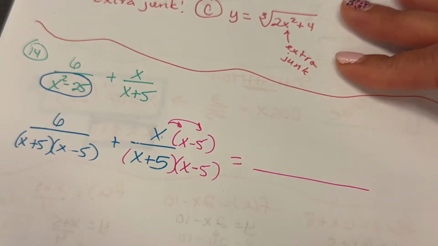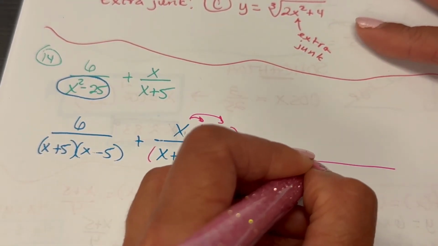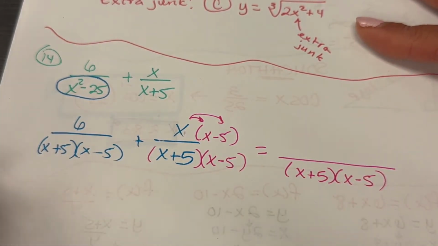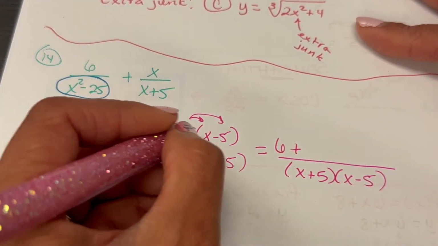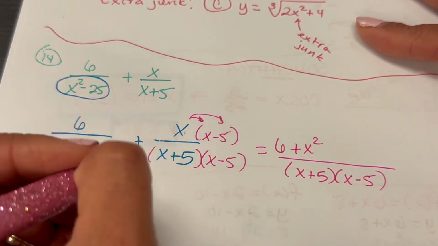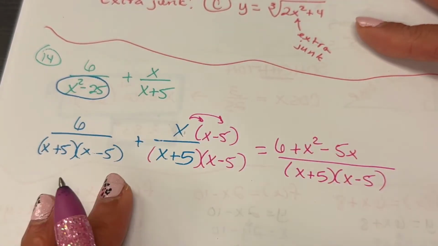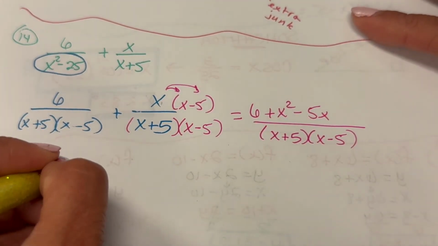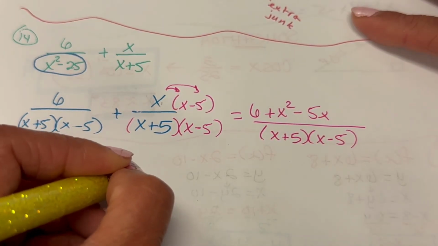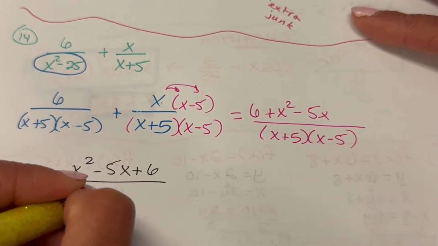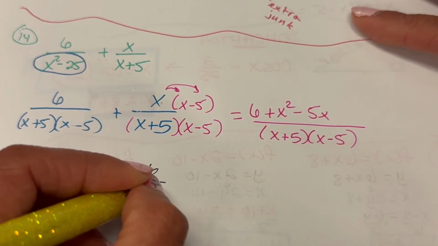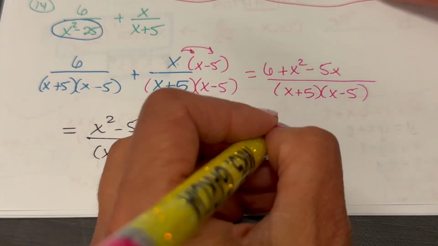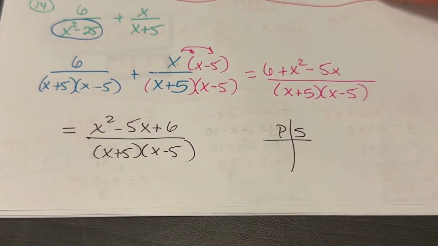So now that we have a common denominator, you keep the denominator, x plus 5, x minus 5, and now we are allowed to add the numerators. So I have 6 plus x times x is x squared, x times -5 is -5x. And that is not in standard form, so I want to rewrite that in standard form. So that would go x squared minus 5x plus 6 over x plus 5, x minus 5. And the only other thing you want to check is to see if anything else could possibly cancel. So let's factor the numerator and see.